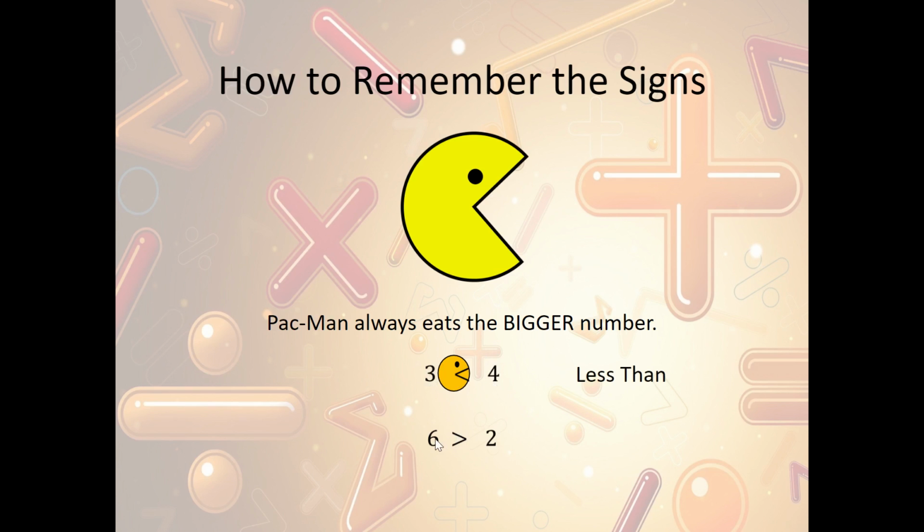Now here, we have 6 on this side, 2 on this side, and if we draw Pac-Man in, there's Pac-Man. Pac-Man, again, always eats the bigger number. So we have 6 being bigger, and we read it from left to right, so we say 6 is bigger than 2, or 6 is greater than 2. So that's one way we can remember the signs.